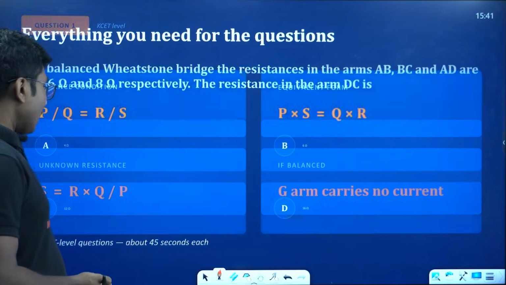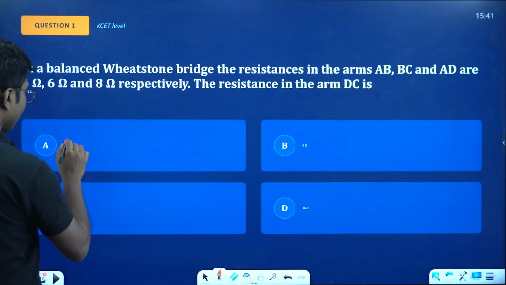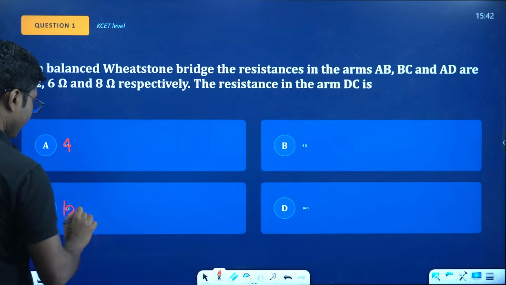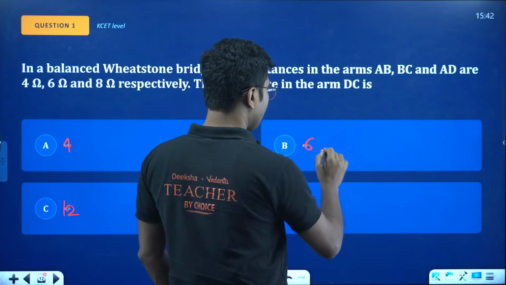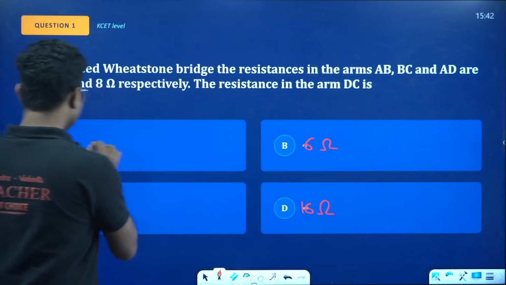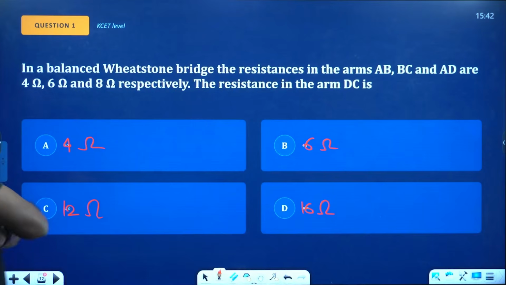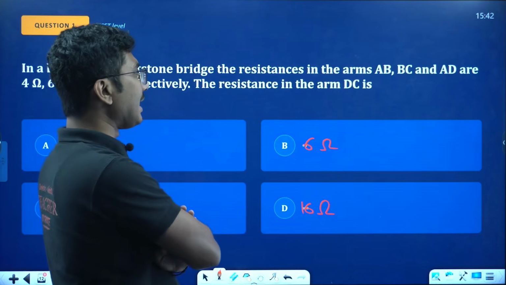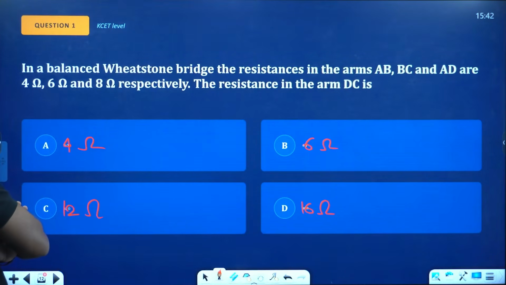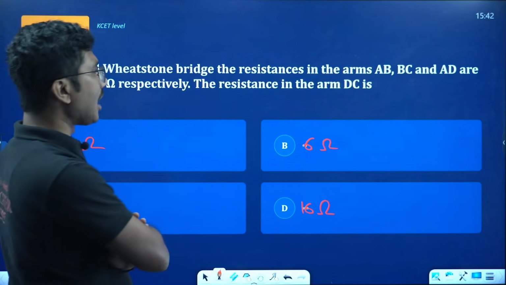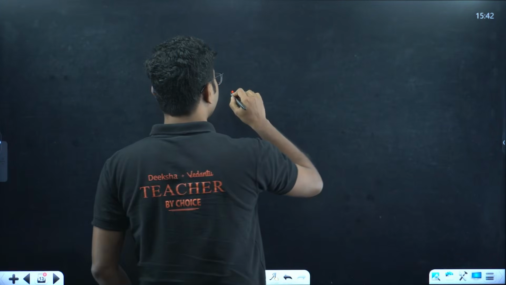Now let's see a KCET level question. The options are 4, 12, 6 and 16, all of them in ohms. I am writing it by hand because the text is not appearing properly. Let's see. In a balanced Wheatstone bridge, the resistances in the arms AB, BC and AD are 6, 4 and 8 respectively. The resistance of the arm DC is? So what are the arms? Here the arms are given.